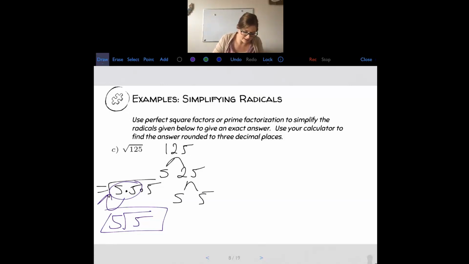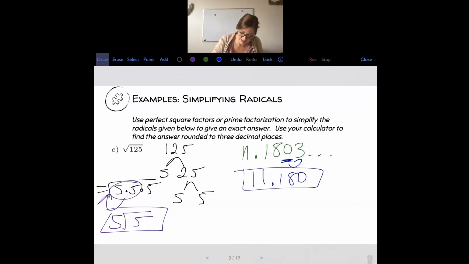Okay, and then we get 11.1803 and we're rounding to 3 decimal places. The number next to it is a 3, so it means that the 0 stays the same. However, the system is going to be looking for 3 decimal places, so that 0 does need to be there in my lab.